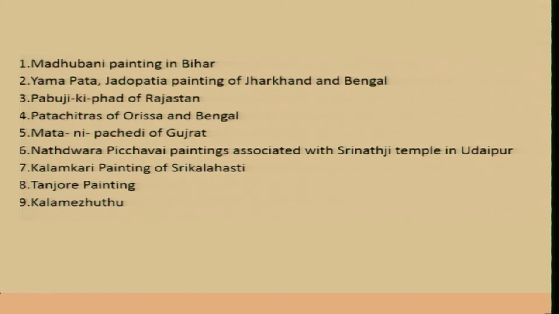There are a couple of traditions that I would like to use as examples, like Madhubani painting in Bihar, Yamapatta or Jadupatiya painting of the Jharkhand region, Pabuji-ki-phad of Rajasthan, Patachitras of Odisha and Bengal, Mata-ni-pachedi of Gujarat, Nathdwara Pichwai painting, Kalamkari painting of Sri Kalahasti, Tanjore painting and Kalamezhuthu of Kerala. These are the traditions that I'm going to use as examples for this particular study, and we will go on understanding the visual range of it.